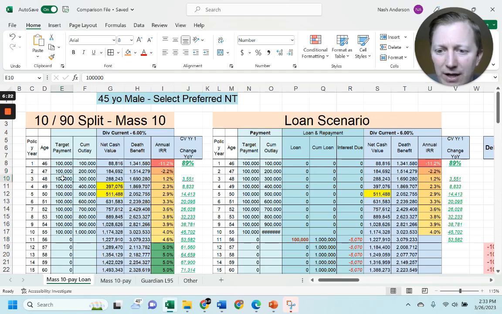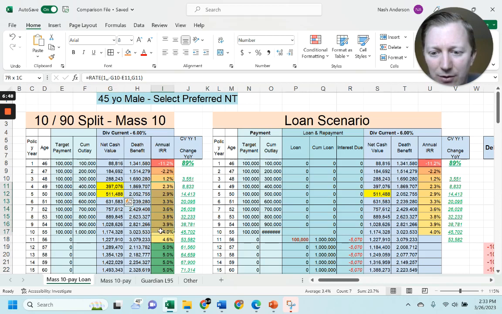But by year 3, 100,000 in, 184 grows to 288. So it's growing by almost 4,000 on its own. So it's overcome those expenses and fees, and it's adding more back into your cash value. And this is where the magic really starts to happen. By year 4, 400,000 total out of pocket, 397 in cash value. And by year 5, you've cleanly broken even. So it's a break even between years 4 and 5 here.